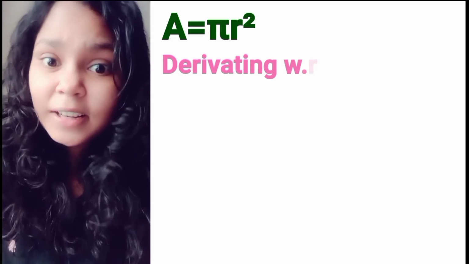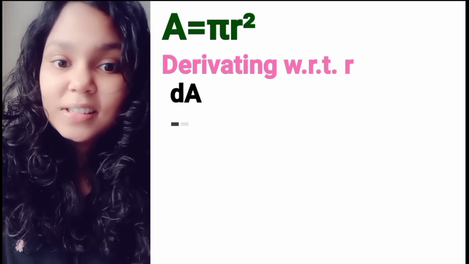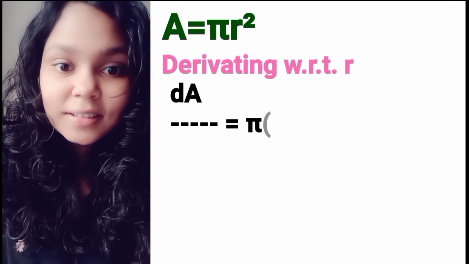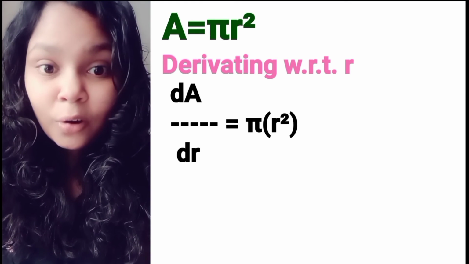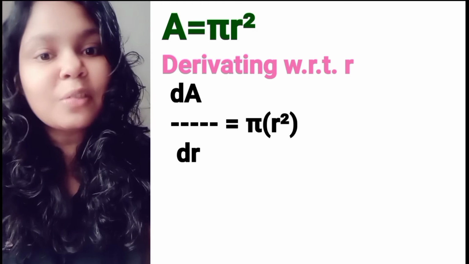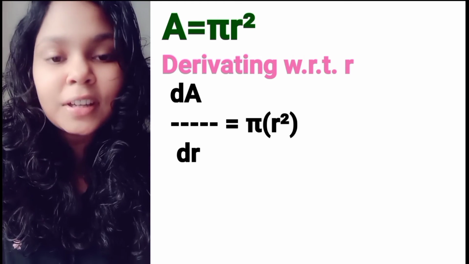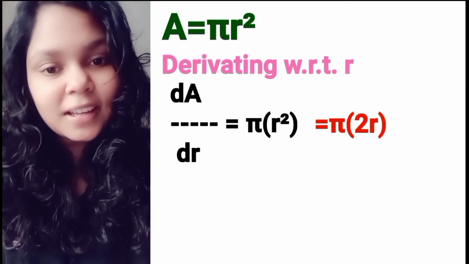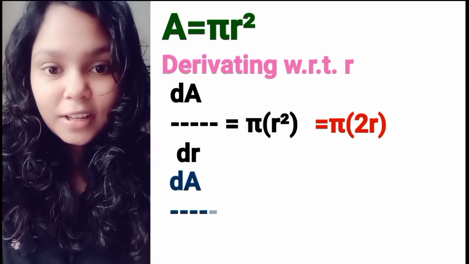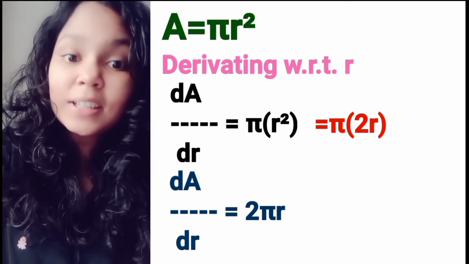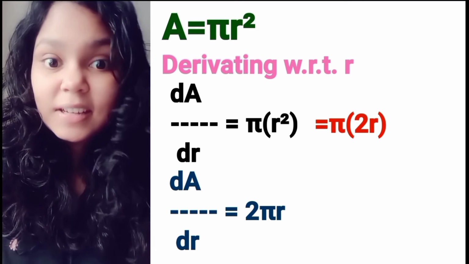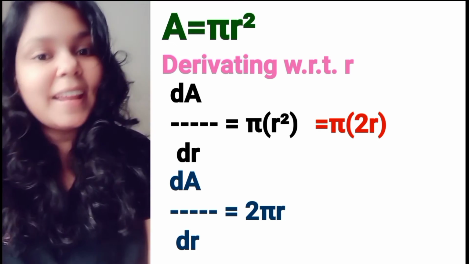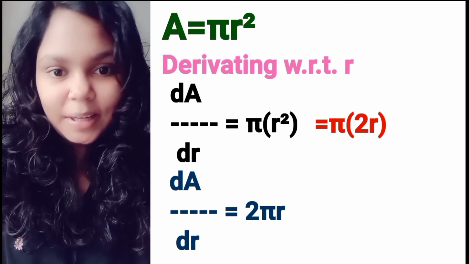Now, if I differentiate it with respect to r, pi is a constant. So, we have to differentiate r square. And by the formula, derivative of x raised to n is equal to n into x raised to n minus 1. So, derivative of r square is 2r. So, differentiation of our area with respect to radius is equal to 2 pi r. It represents the rate of change of our area when radius is r centimeter. Yes, great, on the mark.